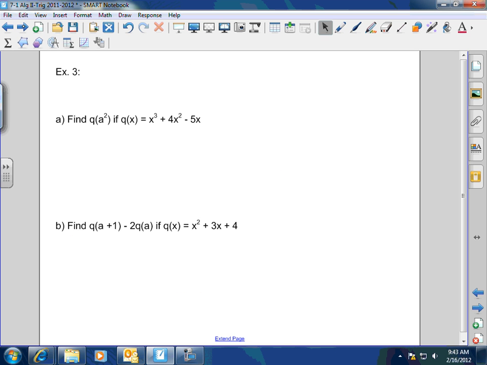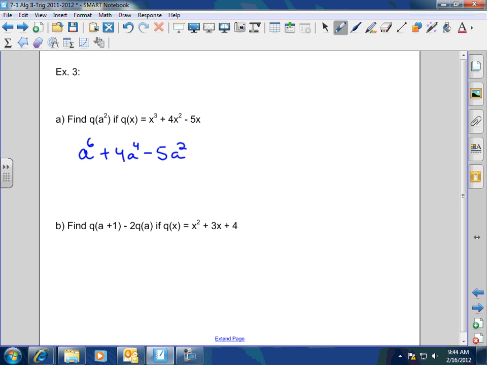Awesome. Okay. Next. Now let's go ahead and jazz it up a little bit and let's replace the variable with other variables. If I want to find q of a squared and this function q of x, well, this is going to be a to the 6th plus 4a to the fourth minus 5a squared. Just for giggles, what's the degree? 6. Okay, what is the degree here, please? 6 is the degree. What is the lead coefficient? 1. What is the constant?